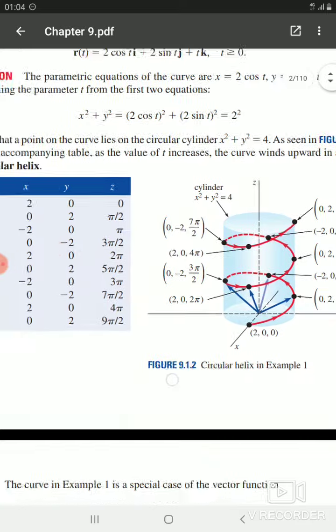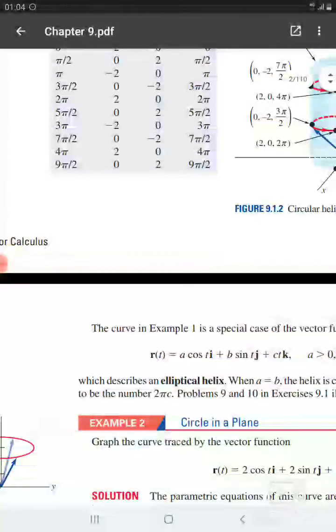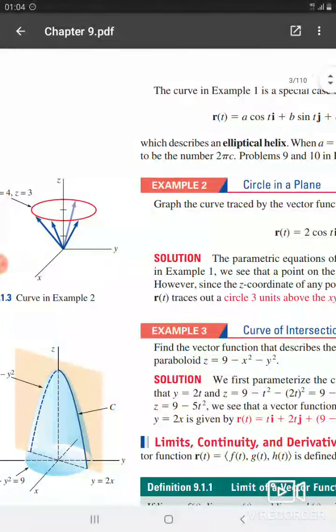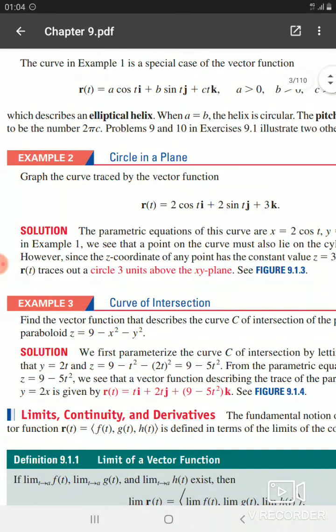So that is about example 1. Now we will pass on to example 2. Example 2, we have an elliptical helix.